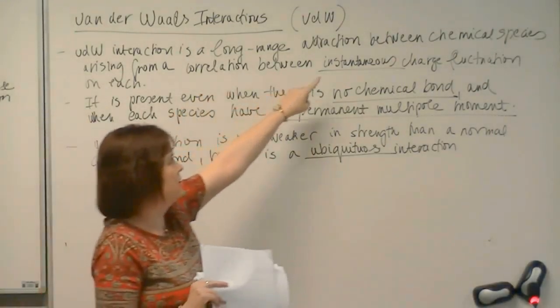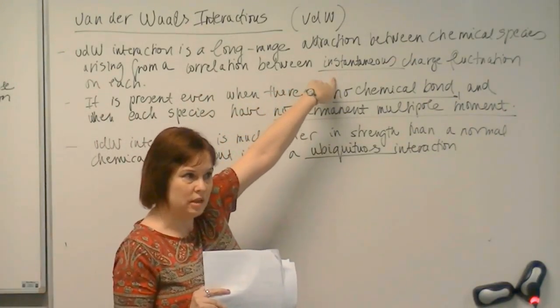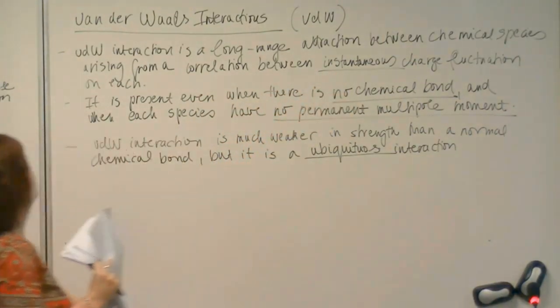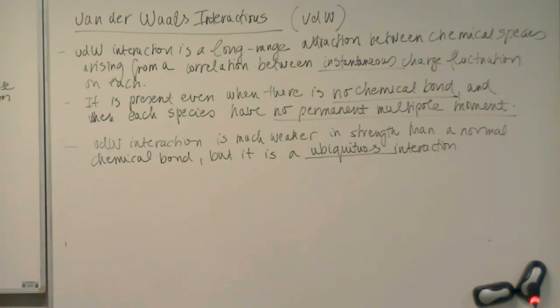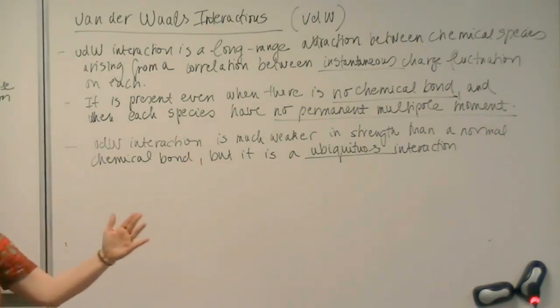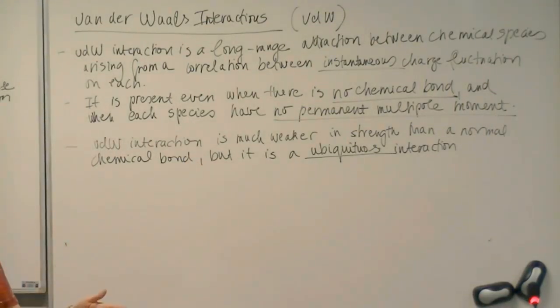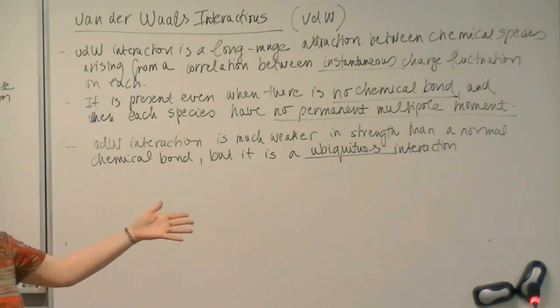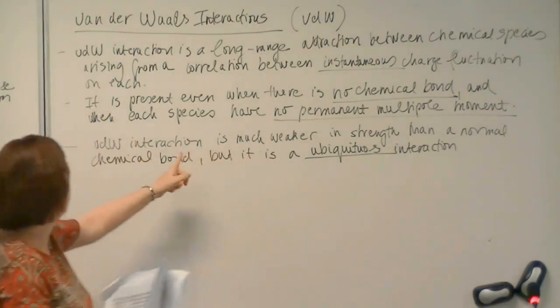So that's an essential feature: we need instantaneous charge fluctuations. So it is present even when there is no chemical bonding. And we don't need permanent multipole moments to have van der Waals interactions. This is another characteristic feature to distinguish van der Waals interactions from other kinds of weak interactions, like, for example, hydrogen bonds that involve permanent multipole moments in that case.